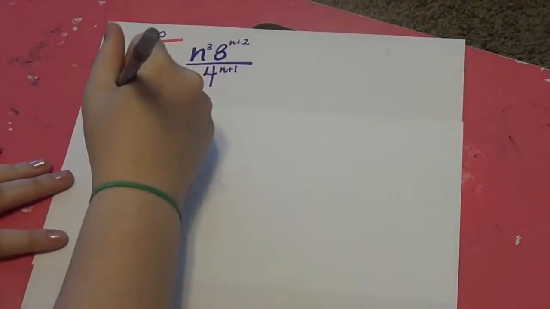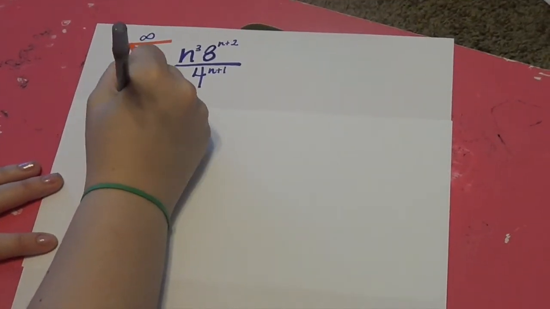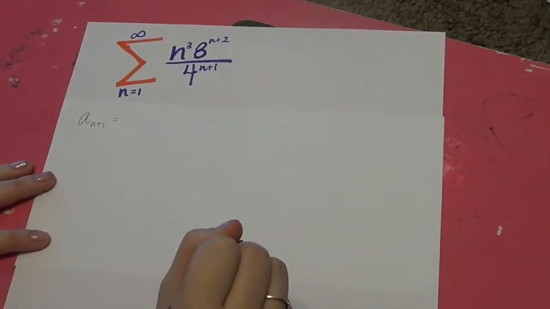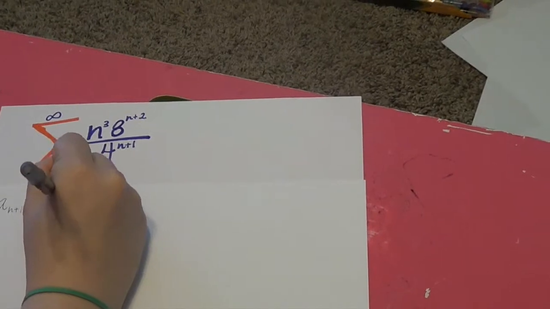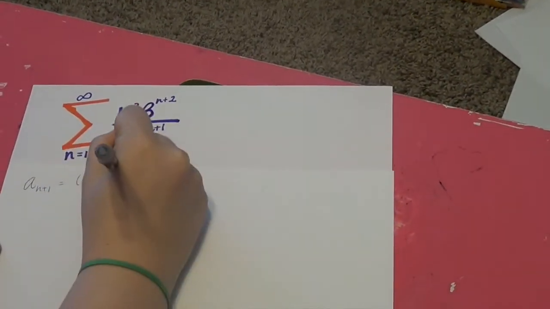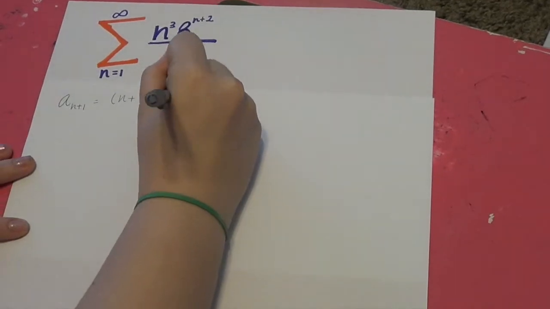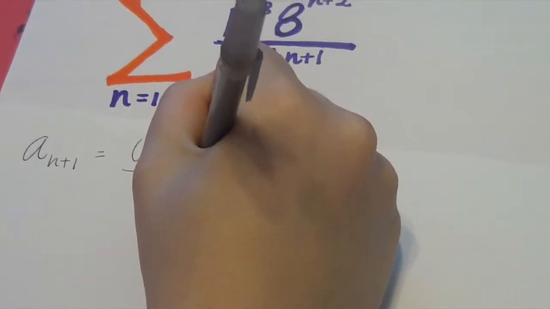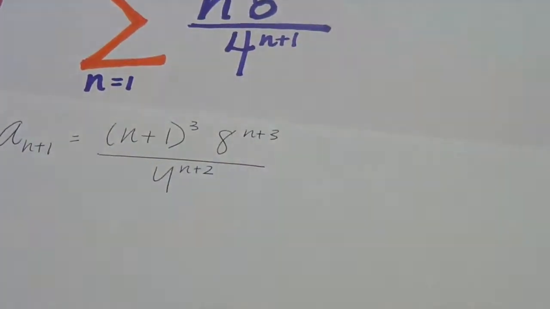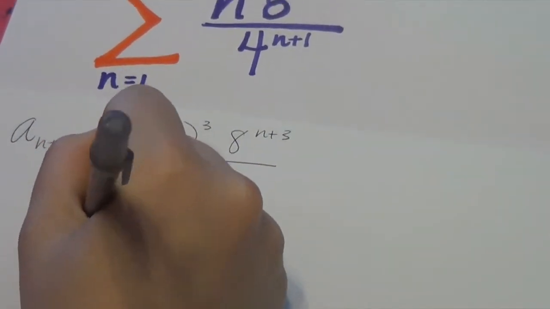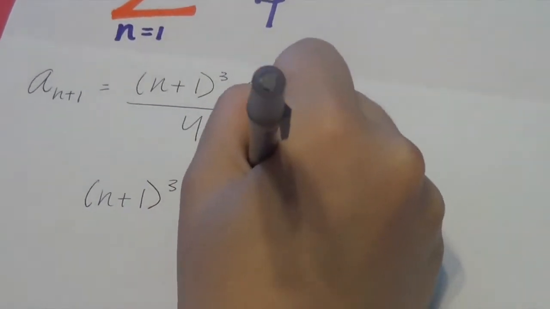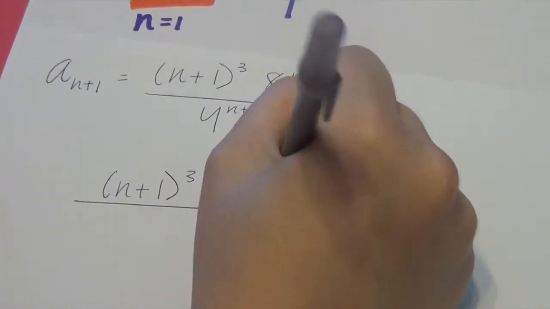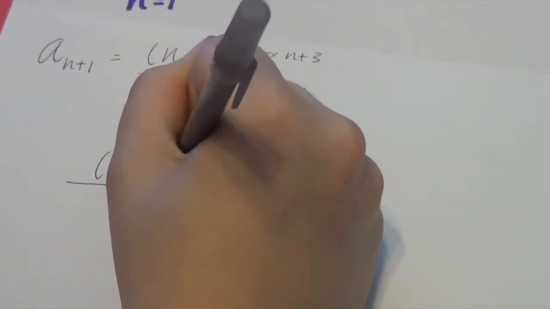The first thing you're going to do is create an a_(n+1) term. This means that wherever you see an n in the problem, you're going to add 1. So in this situation, we have (n+1) to the third, and then we have 8^(n+1) over 4^(n+2). After this, you take the a_(n+1) term and you are going to either divide by the a_n term or multiply by the reciprocal. They are both the same thing.